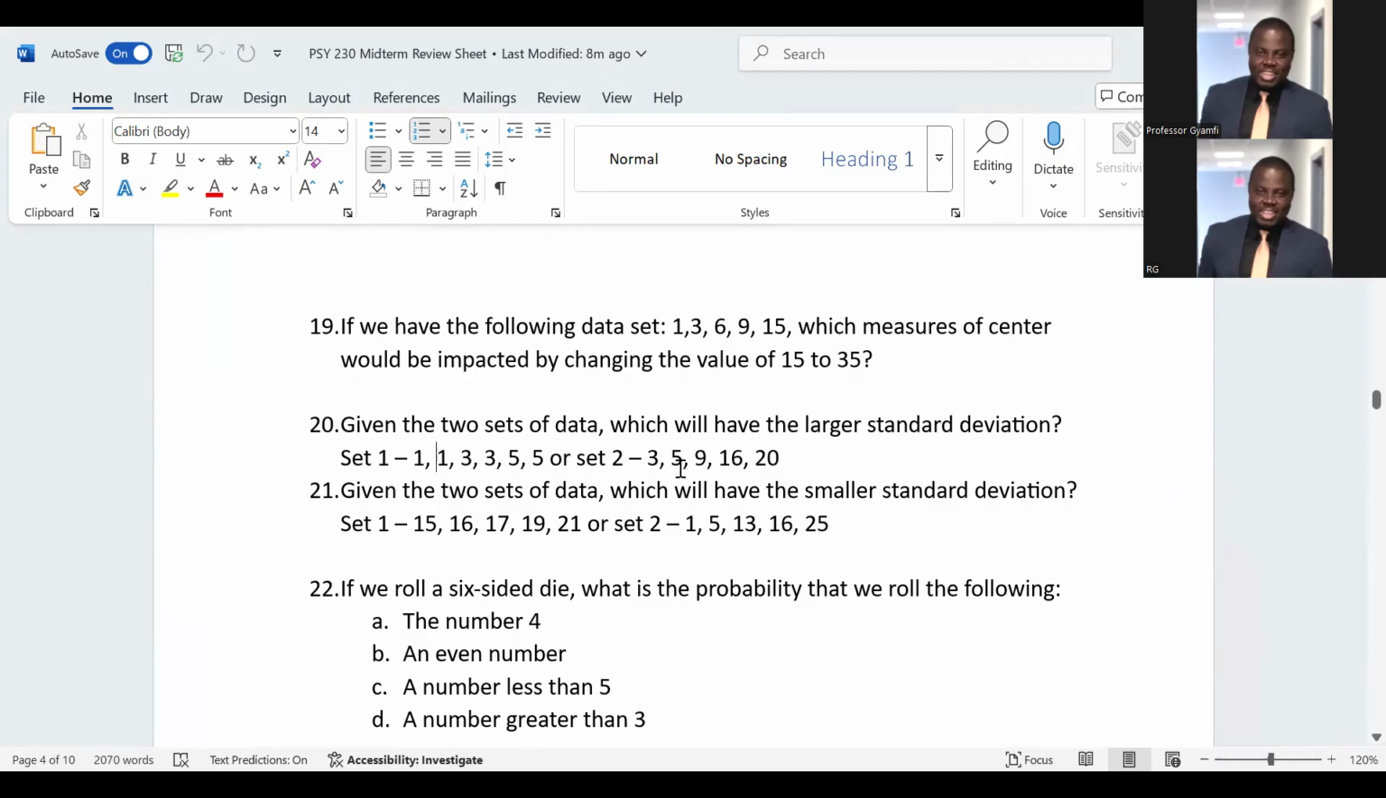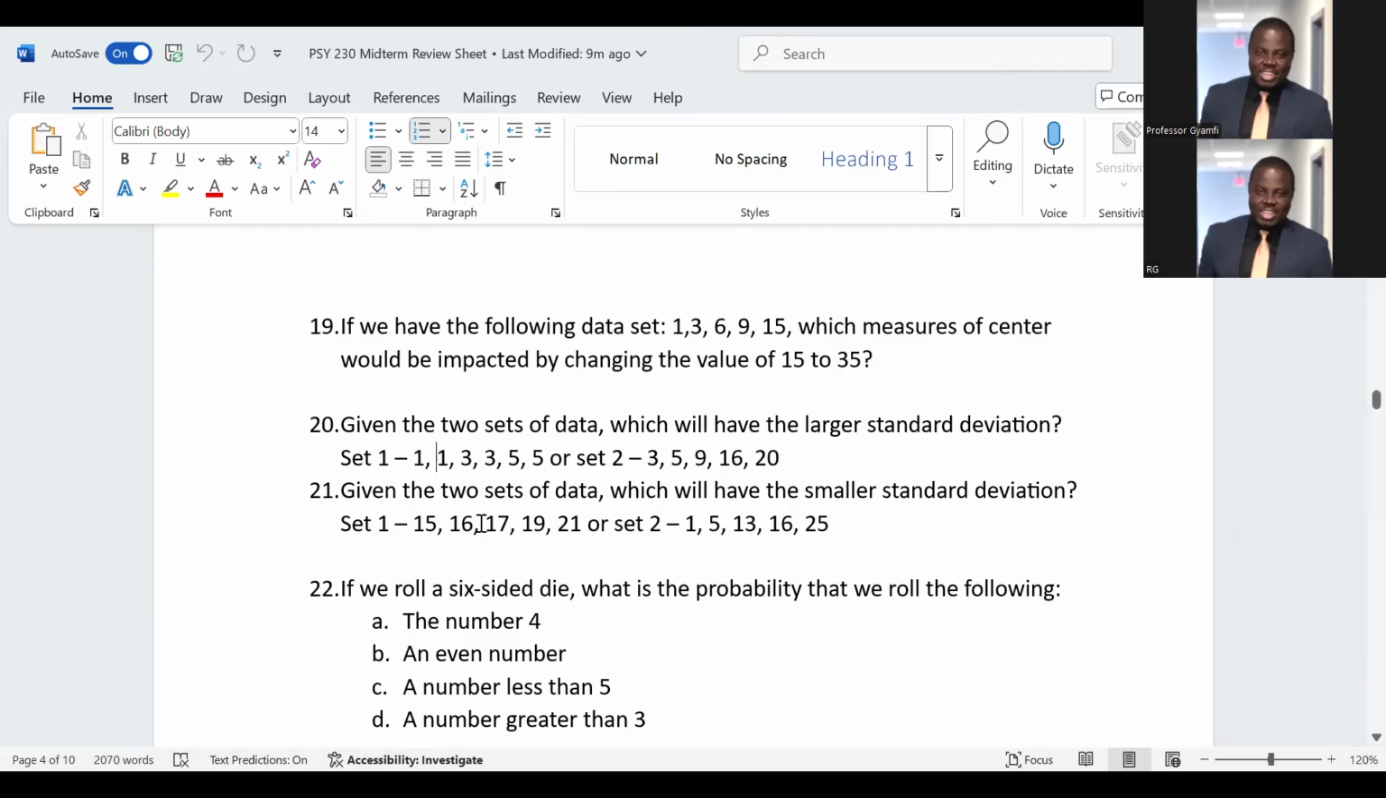Now, when you go to set 2, you have 3 to 5, which is 2. 5 to 9, which is 4. 9 to 16, which is 7. 16 to 20 is 4. So right there, you know that for set 2, it's more spread out. So that would have a larger standard deviation. Okay, and that's it. Or you can try to calculate the standard deviation for both.